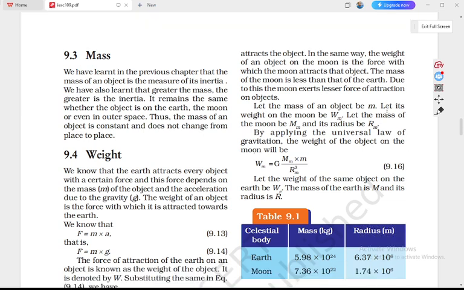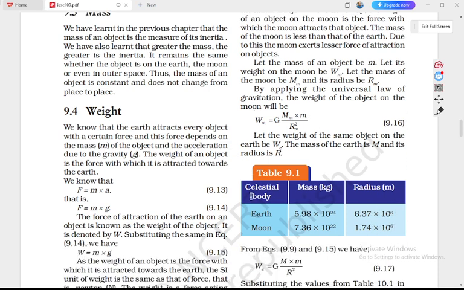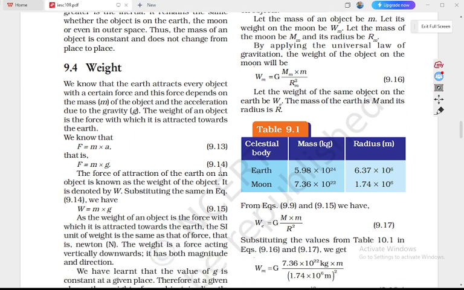Let the mass of an object be m. Let its weight on the moon be Wm. Let the mass of the moon be Mm and its radius be Rm. By applying the universal law of gravitation, the weight of the object on the moon will be Wm = G Mm m / Rm squared. Let the weight of the same object on the earth be We, the mass of the earth be M and its radius R. Then we get We = G M m / R squared.